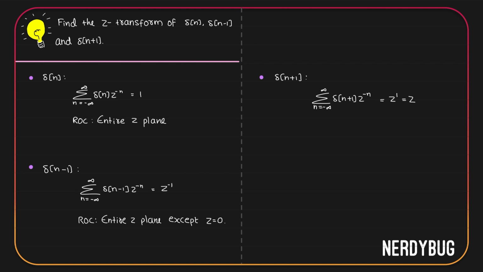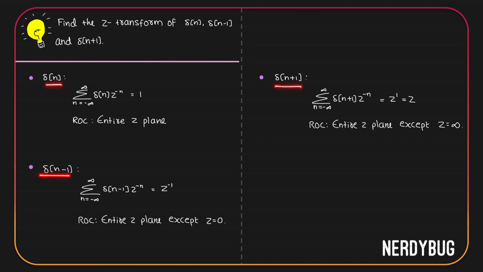Now, this will be finite for every value of z except z equal to infinity. At z equal to infinity, this will become infinity, or unbounded. So we can conclude the ROC is the entire z plane except z equal to infinity.